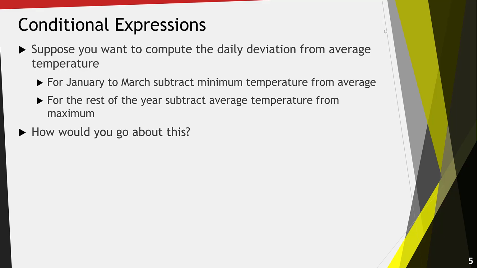As a motivating example, suppose that you'd like to compute a daily deviation from average temperature, but you want to do it in a special way. From January to March, you want to subtract the minimum daily temperature from the average, but for the rest of the year, you'd like to subtract the average temperature from the maximum. How would you go about doing this?